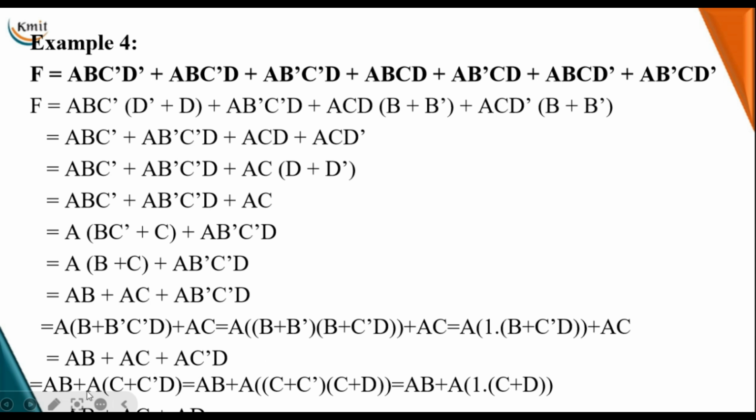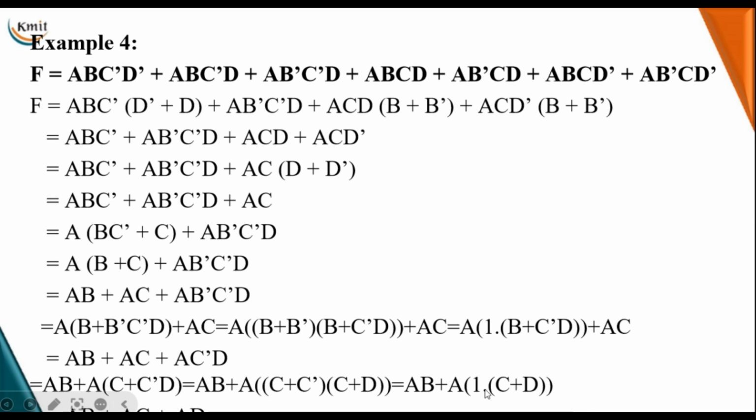So now AB or of A and of (C or of C bar D). So here also we use the distributive law. C or of C bar is replaced with 1 and C or of D.